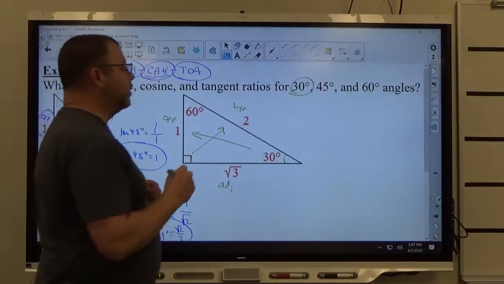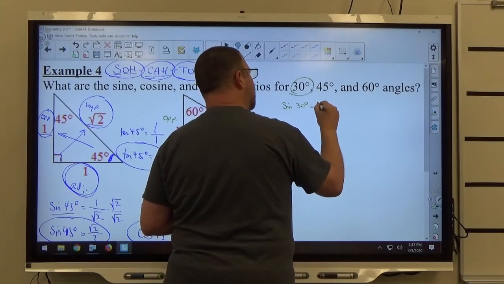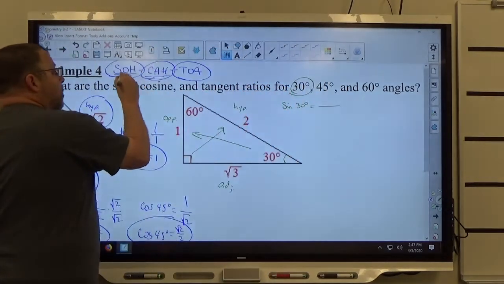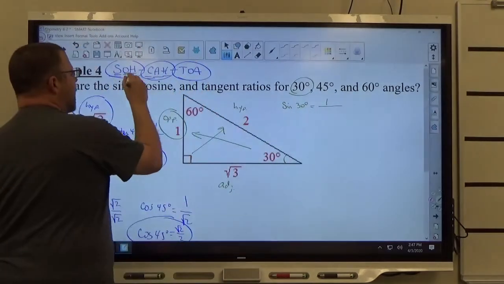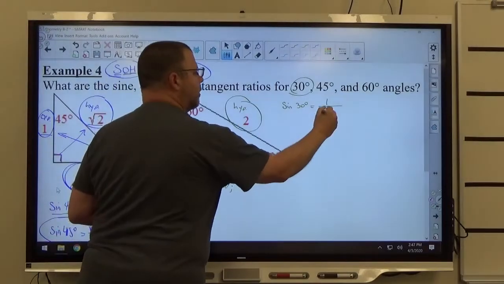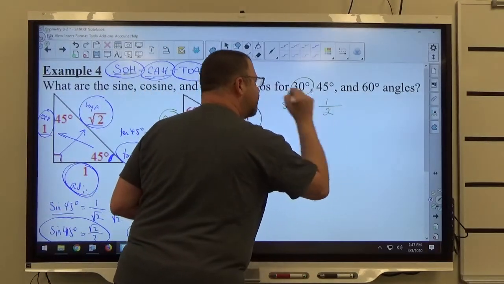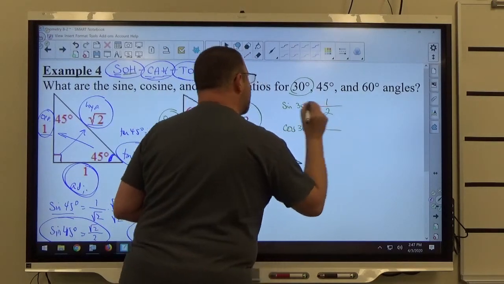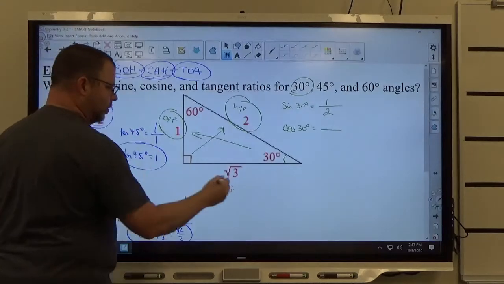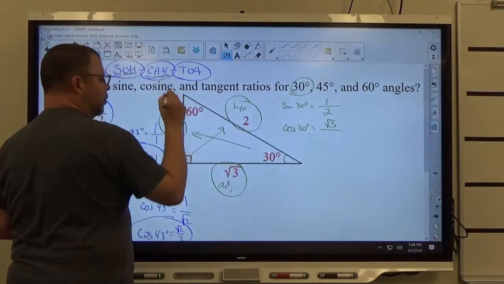So I need sine, cosine, and tangent for this. So sine of 30 equals something. Sine is opposite, which is 1, over hypotenuse, which is 2. So sine of 30 is equal to 1/2. I have to write the correct number down. The cosine of 30, cosine is defined as adjacent, which is the square root of 3, over the hypotenuse, which is 2.